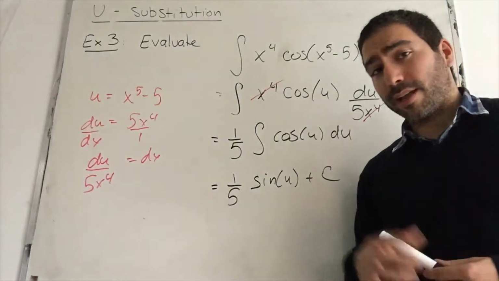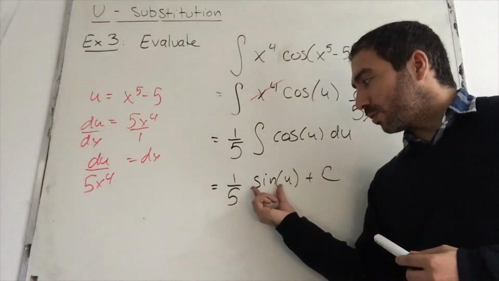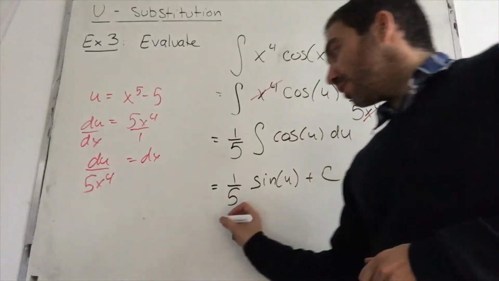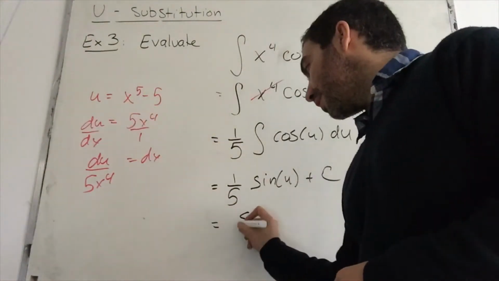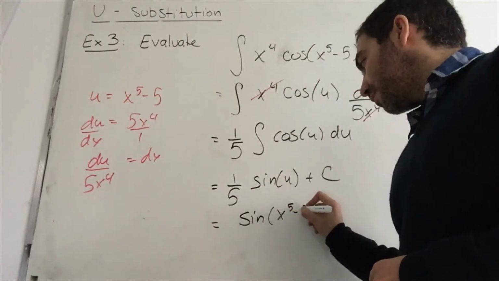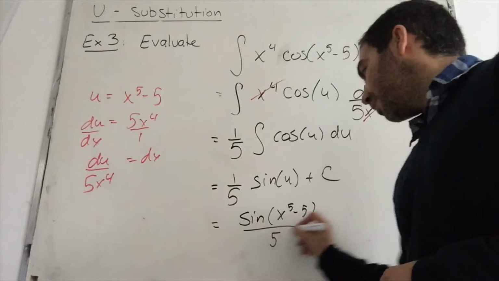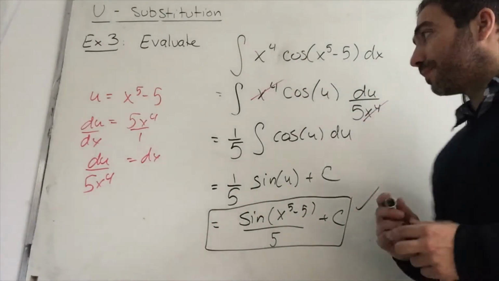Okay. Again, don't forget, you start in terms of x, you finish in terms of x. So don't leave your answer in this form. Substitute the u what it's equal to. So our answer here is sine u, which is sine of x to the 5 minus 5, and you're dividing by 5 plus the constant. This is the final answer.